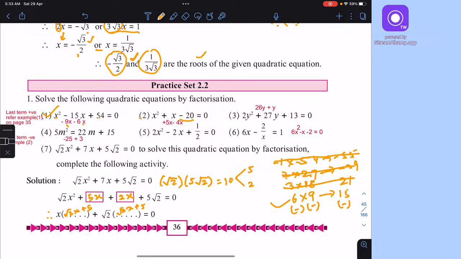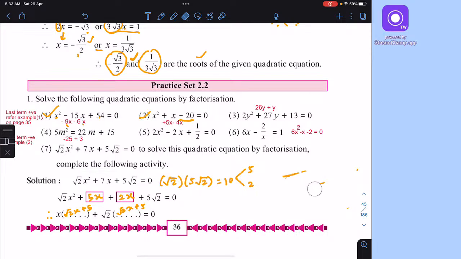Now second sum, x square plus x minus 20 equal to 0. As I told you, the last term is negative. Now what happens? See, when last term is negative, one factor will be positive. We have to consider two factors, one positive and one negative. So 20 means 1 into 20 or 2 into 10. 3 is not dividing. 4 is 4 into 5. So these are the possible factors.